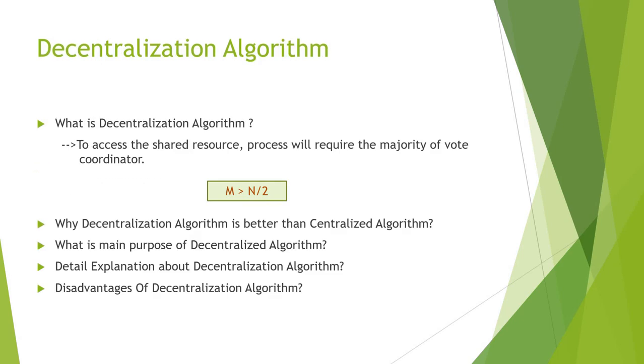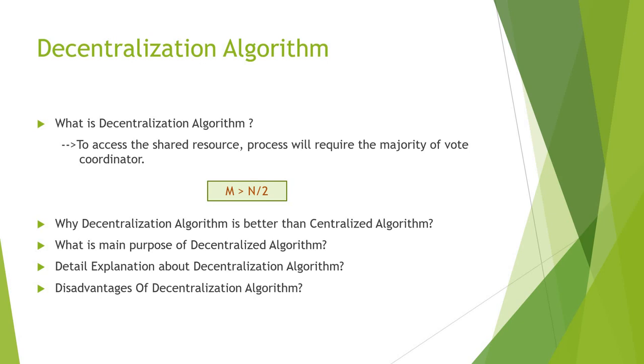So what is a decentralized algorithm? A decentralized algorithm is defined as follows: to access the shared resource, a process will require the majority of votes from the coordinators, and the resource will be allocated based on the maximum votes. So if a process wants to access the resource, it needs to get a minimum of m votes, where m is greater than n by 2, that is, more than half of the total votes.